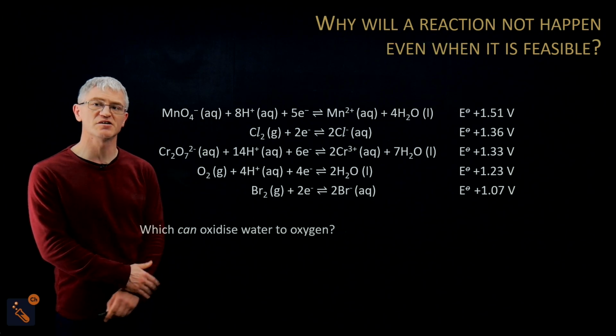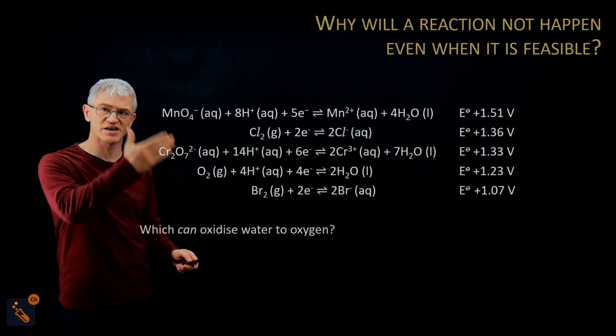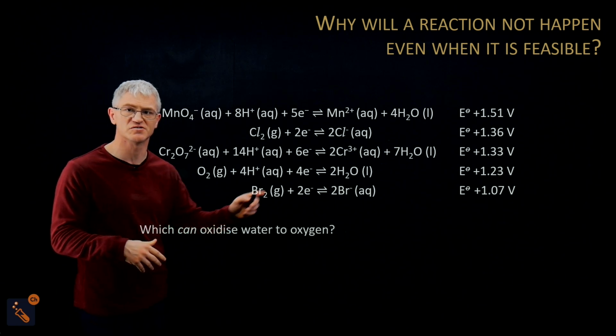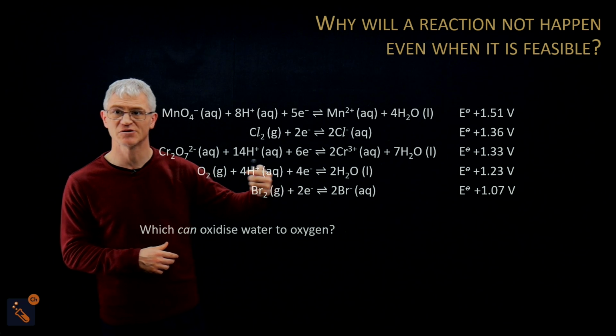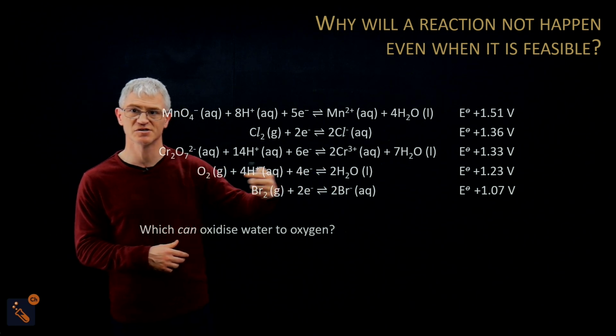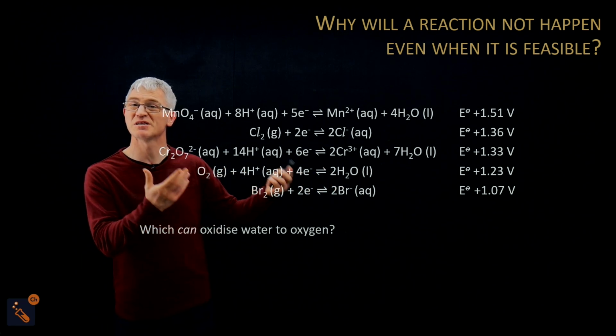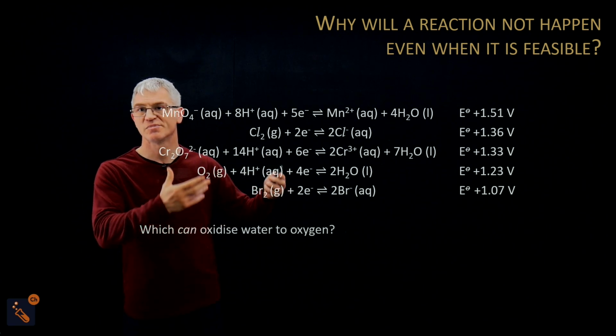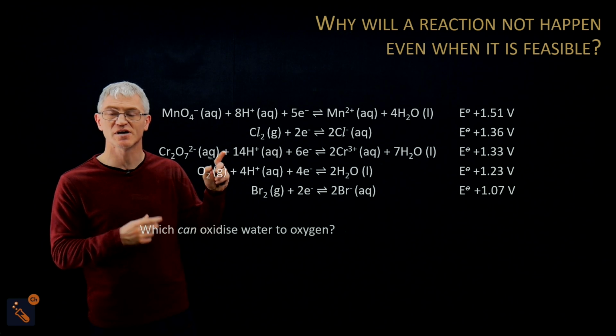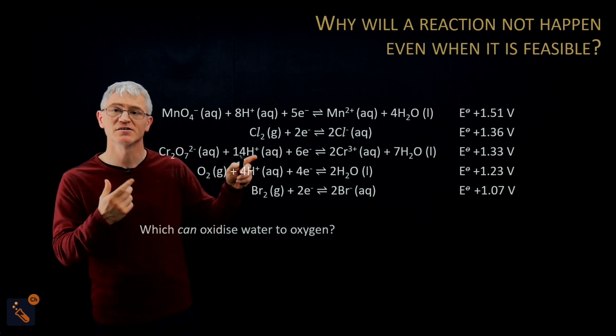So in this example, we're going to look at which of these reactions can actually oxidize water to oxygen. There's your water, there's your oxygen. So to oxidize water, we've got to make the equilibrium go that way. We've got to make it lose electrons. Now to lose electrons, it must be the most negative electrode potential compared to the other one it's joined with. So therefore, everything that's more positive than it will gain electrons.